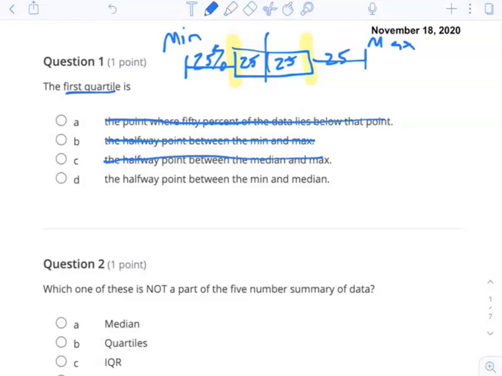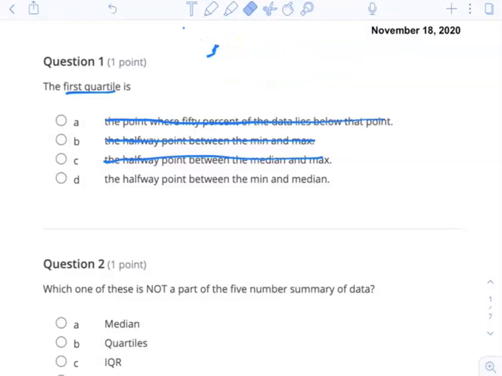So let's look at what it says here. It says the halfway point between the min and the median. That makes sense, because here's the median, here's the min. Halfway between those two is quartile 1. And remember, it's halfway percentage-wise. So if it's a skinny graph or a wide graph, it's still going to be halfway between. So there's our good answer right there.